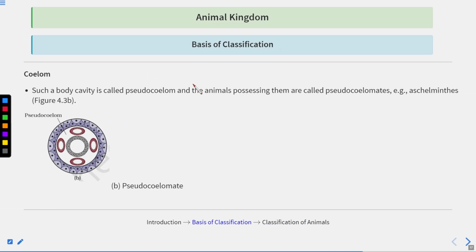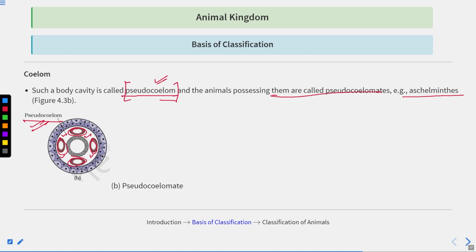So here you can see such a body cavity is called pseudocoelom. Very, very important. Such a body cavity is called pseudocoelom. Here you can see the first pouch, second pouch, third pouch, fourth pouch. And this is the cavity here. So this cavity is called pseudocoelom. The animals possessing it are called pseudocoelomates.